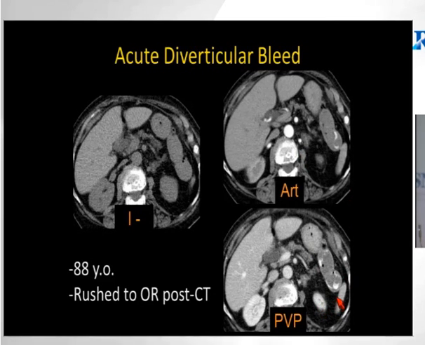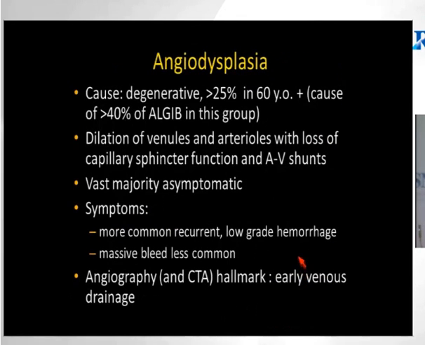The blush has grown throughout the three phases, and because of the hemodynamic instability, the decision was made to operate on the patient, and the patient did survive this massive bleed. Angiodysplasia is the second most common cause of lower GI bleeds.